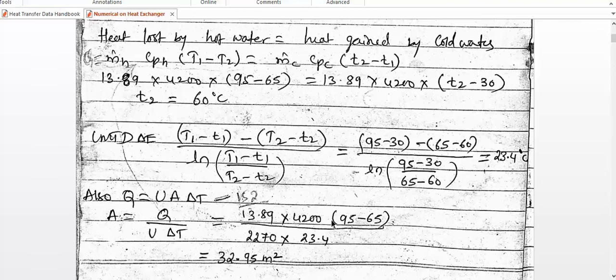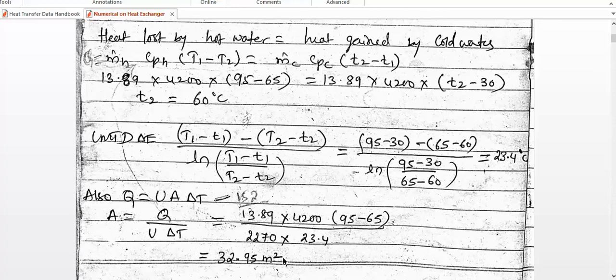and later on you can directly substitute that value. So A is equal to Q divided by U into delta T, right? So we will calculate Q by this expression, divided by U, which is already given, that is 2270, and delta T is the value we have calculated, 23.4. Just substitute the values and simplify it, you will get area is equal to 32.95 meter square. So this is the area. So the first part we have calculated.